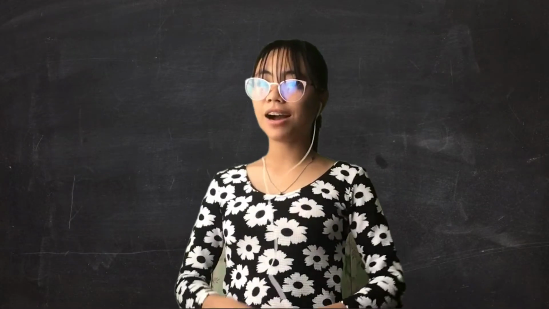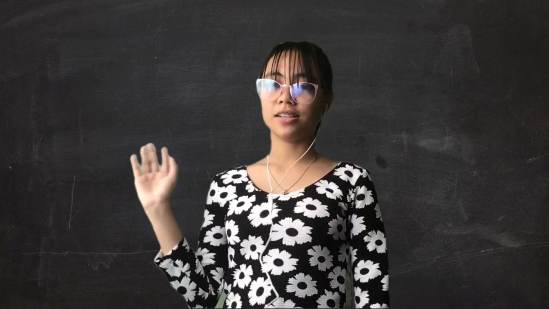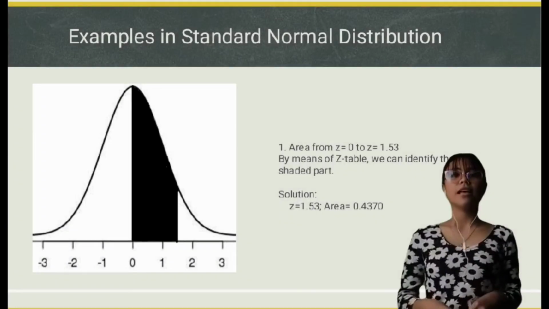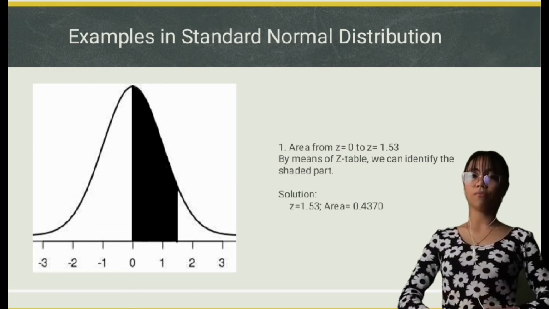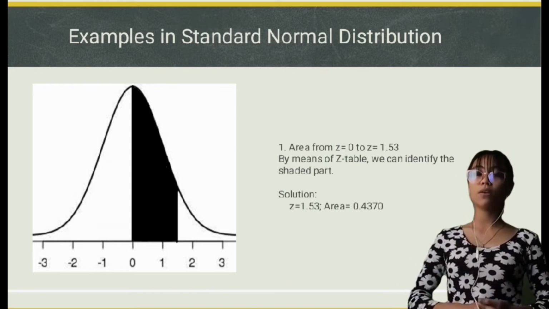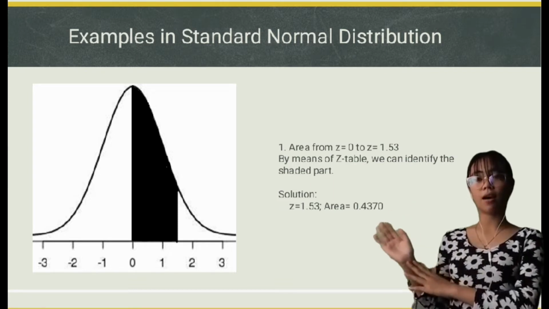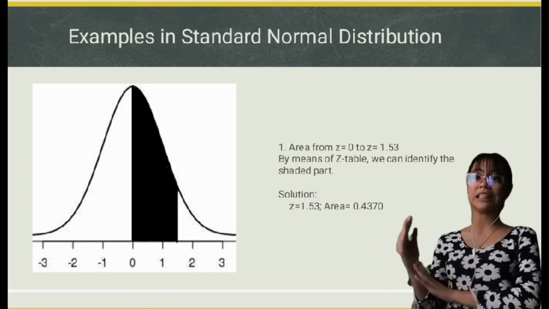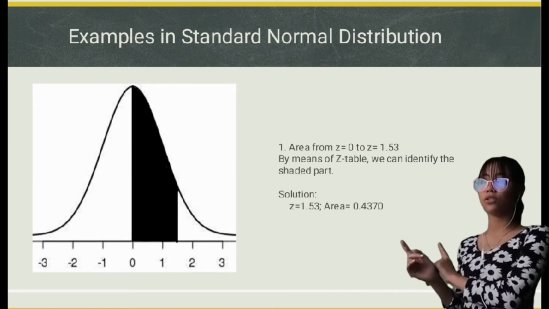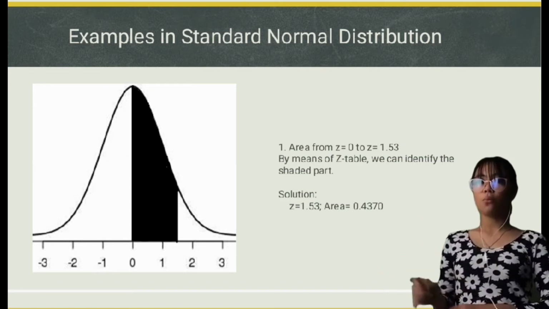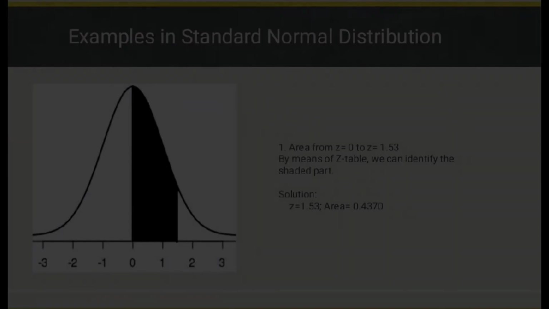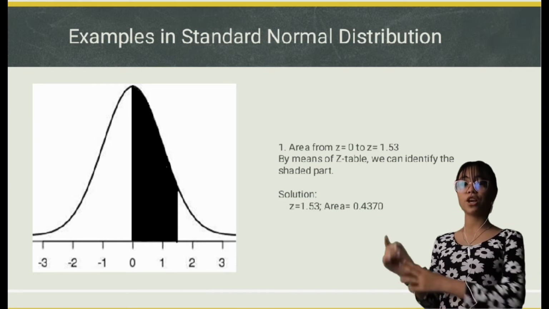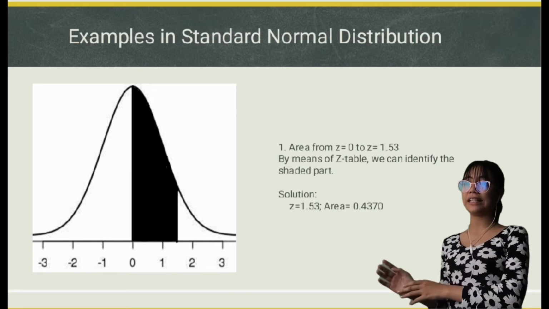After nating malaman ang mga meaning ng z-score and the standard normal distribution that we are talking about, let us now proceed to the examples. Example number 1. Area from z is equals to 0 to z is equals to 1.53. After knowing the given, which is z is 0, which means na wala na tayong kailangan problemahin dahil ang z niya ay 0, and we have to focus on z is equals to 1.53. By the means of the z table, we can identify the shaded part. And now, after identifying the z, we are going to identify the area of the z, which is equals to 1.53 by the means of the z table.